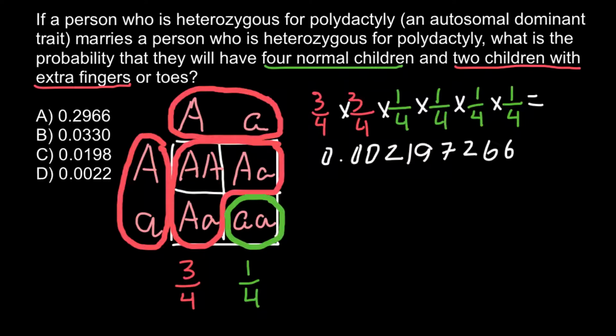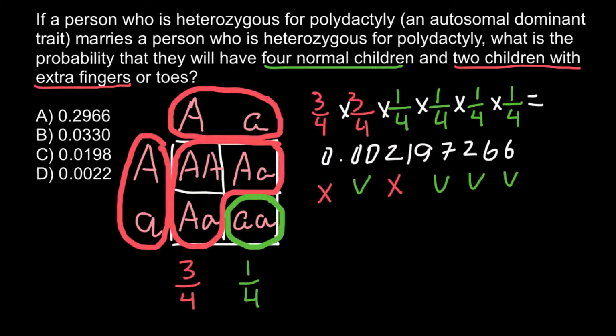For example, I would use a different notation: a cross for a child who is going to be affected, and a check mark for a child who is going to be phenotypically normal. And as you see, there are different combinations possible when we don't have an ordered number of events.